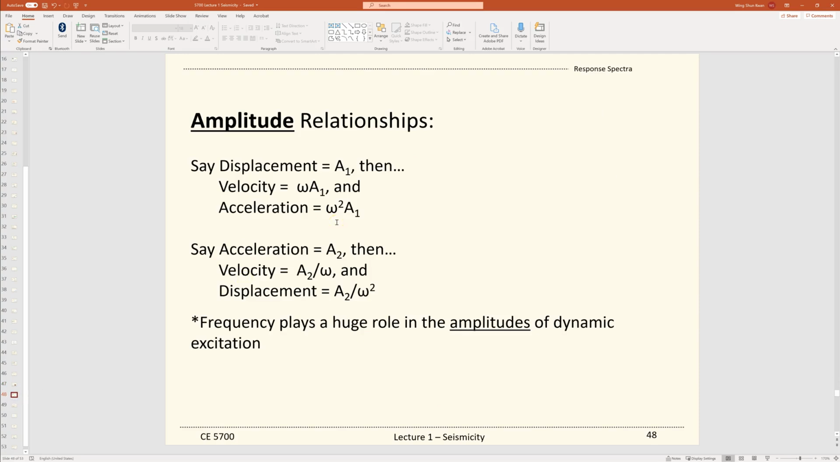So the amplitude relationship, again, between the displacement, the velocity, and the acceleration is by multiplication of the natural circular frequency. That's why the natural frequency is very important. And if you work backward from accelerations to displacements, you will divide by the natural circular frequency, with and without the square, for either velocity or acceleration. So frequency plays a huge role in the amplitudes of dynamic excitations.